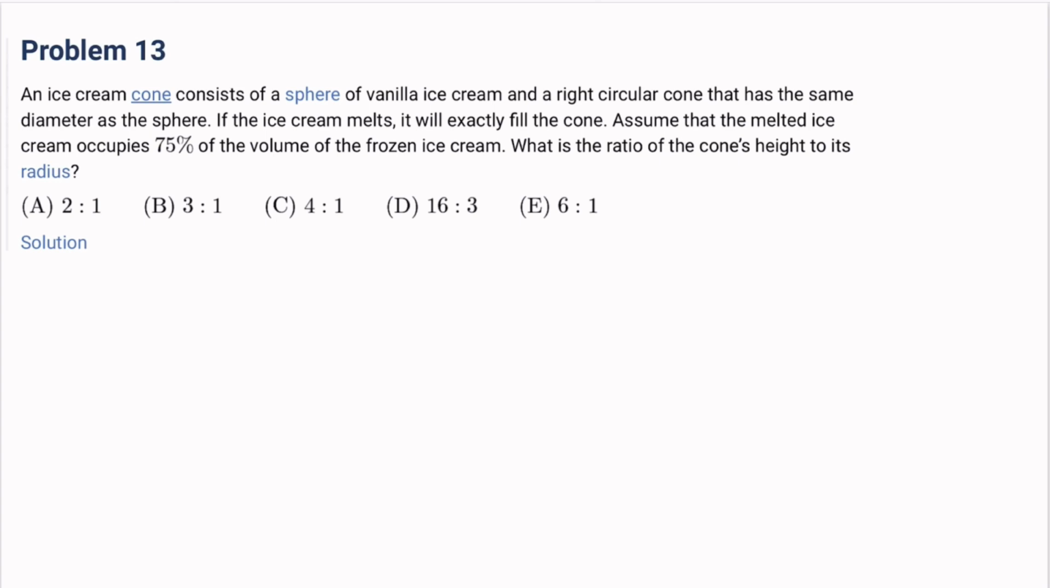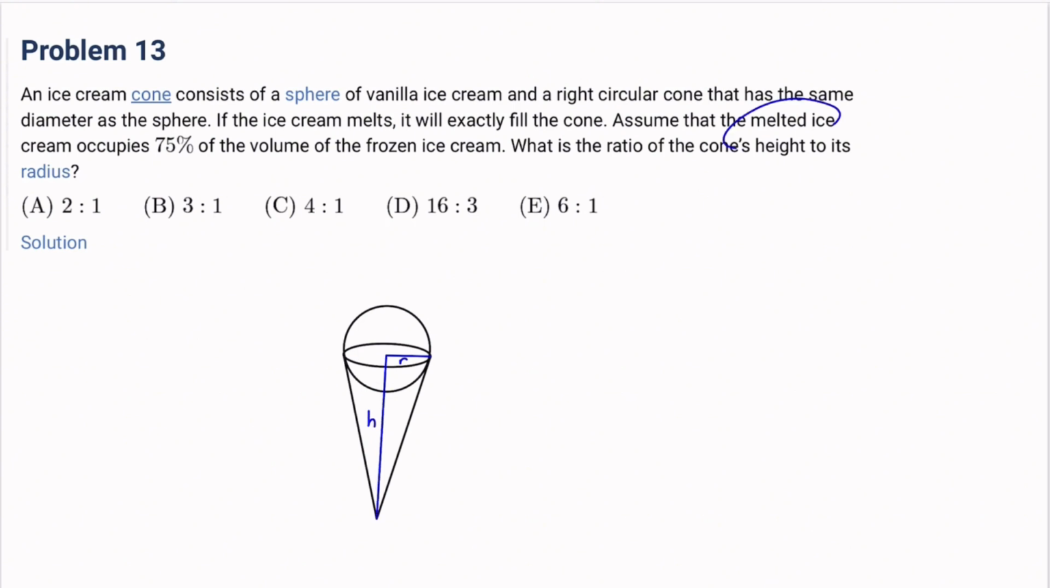Okay, so if we bring out the diagram of the ice cream cone right here, this would be the sphere of vanilla ice cream, and this right here would be the cone, right? And they have the same diameter. That means they also have the same radius, right? So let's say that this is the radius of the cone as well as the sphere, and let's say this is the height of the cone, right? So height would be h.